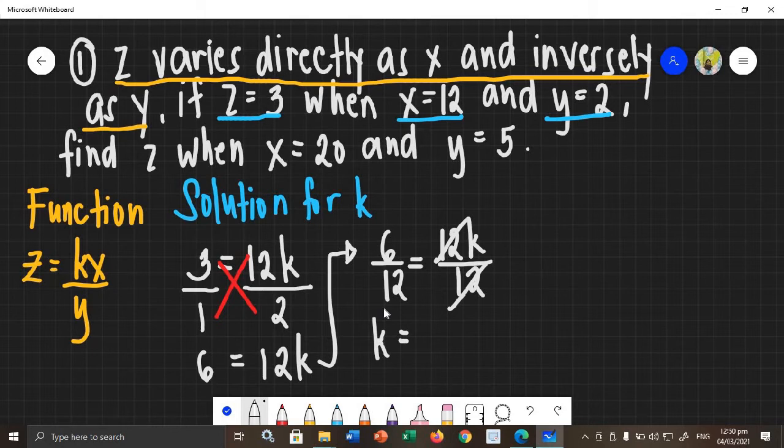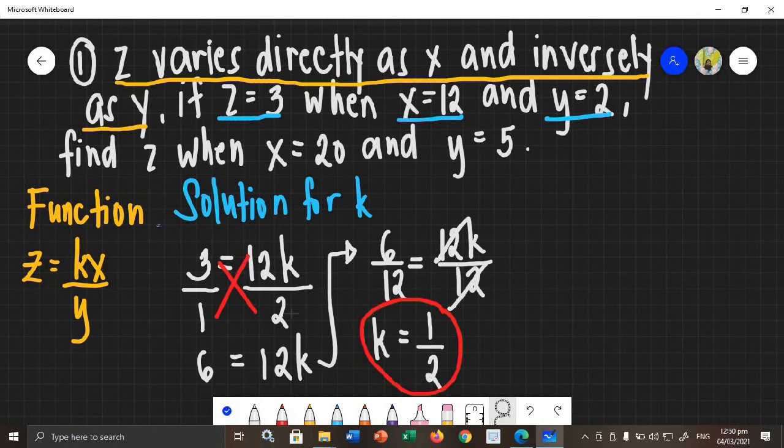Pag sinimplify natin, divide natin sa common factor nila, which is 6. Therefore, the value of k now is equal to 1/2. Okay? Yan na ngayon yung value ng k mo right after you simplify it.